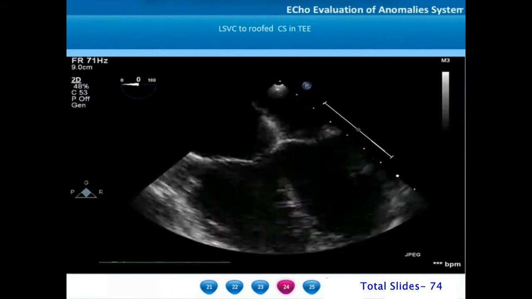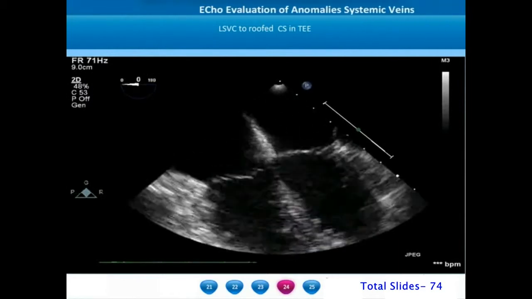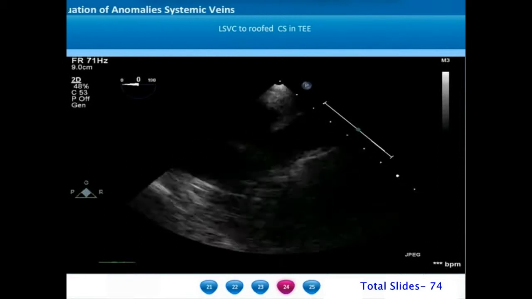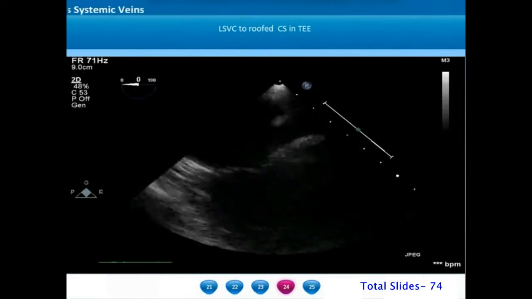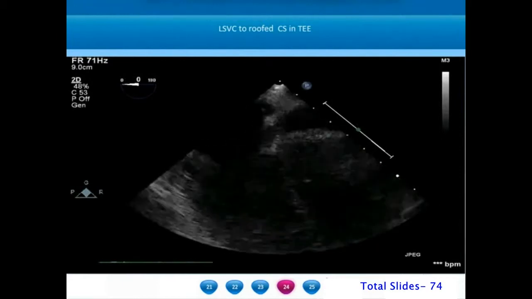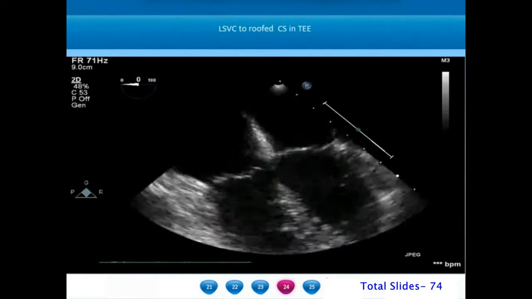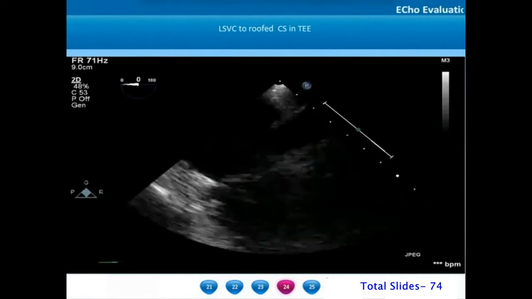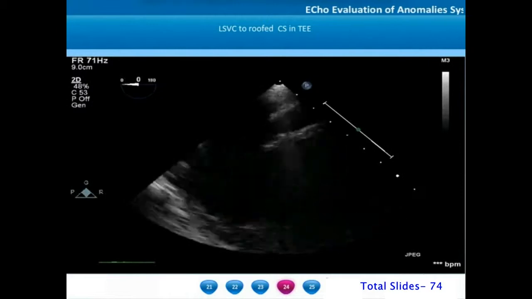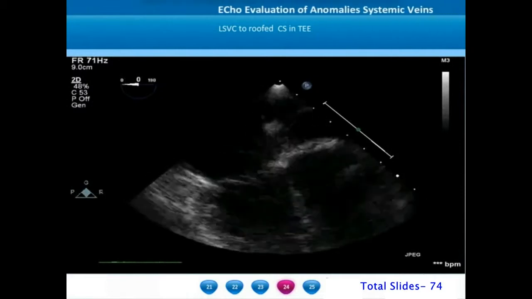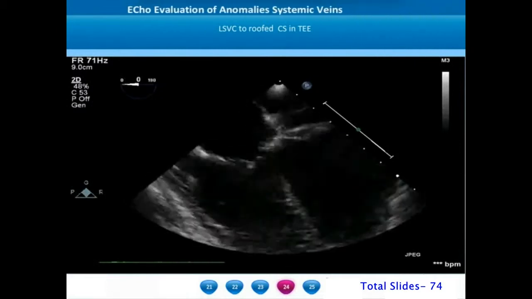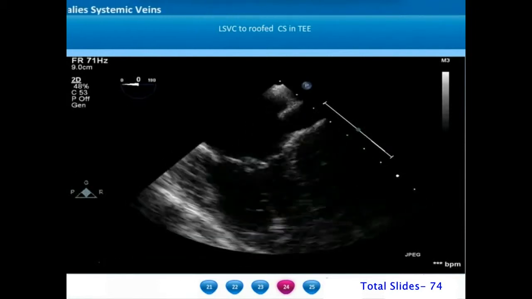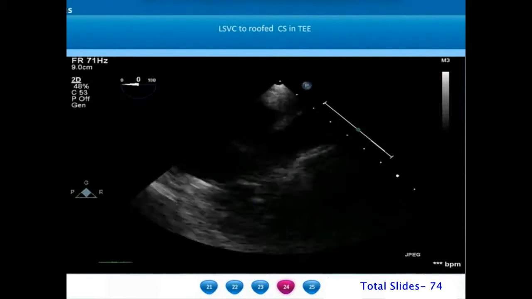The normal coronary sinus that receives the left superior vena cava will have a measurement much more than 1 centimeter. If the coronary sinus is receiving only the coronary veins and there is no persistence of the left superior vena cava, the coronary sinus often will be less than 1 centimeter in size. It will become much larger whenever it receives the left superior vena cava.